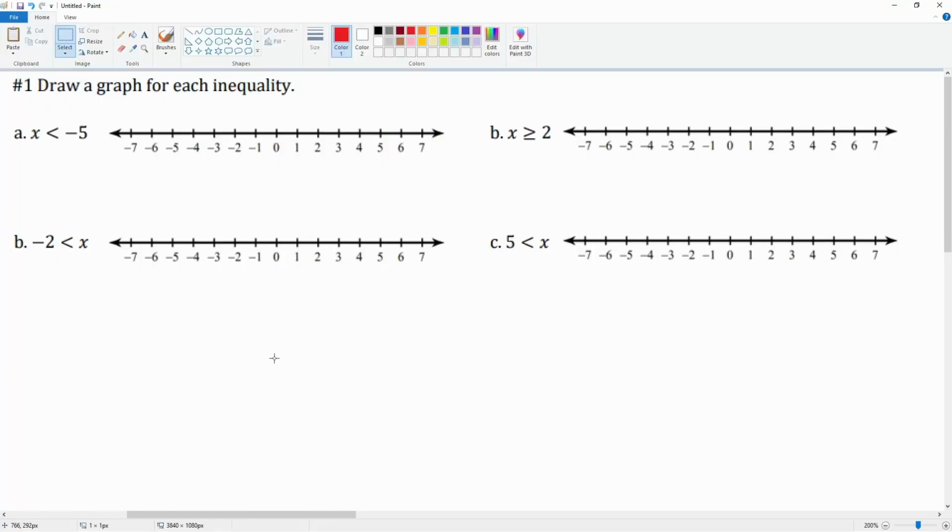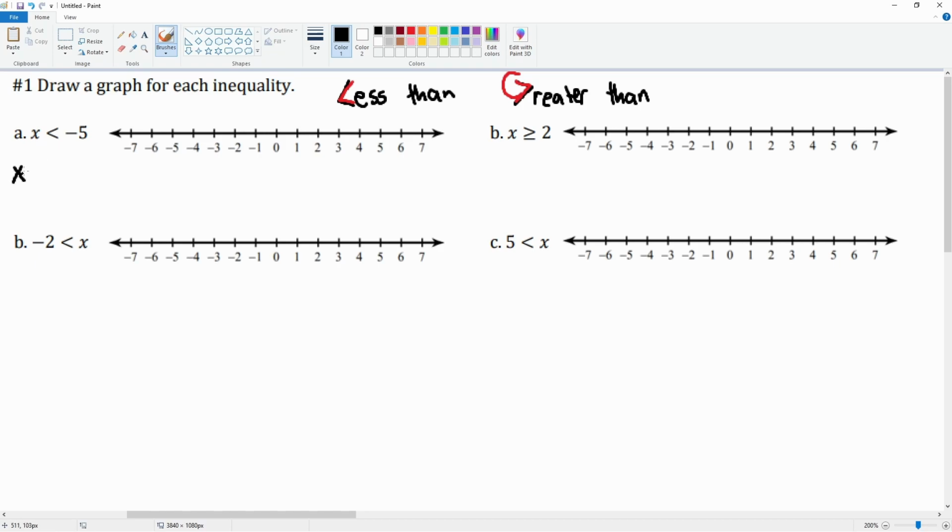Number one, you're going to draw a graph for each inequality. Please understand how to read the inequality first. This symbol here looks like the letter L, so we're going to say this is a less than. This symbol here looks like a part of a G, so we're going to call this the greater than. Okay? So the first one, let's translate that.